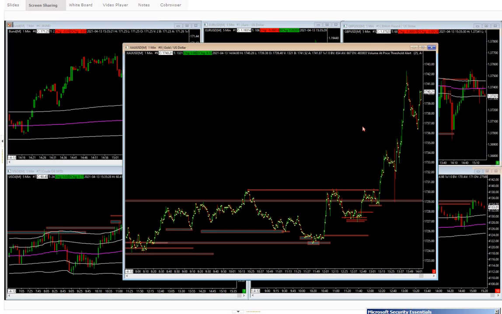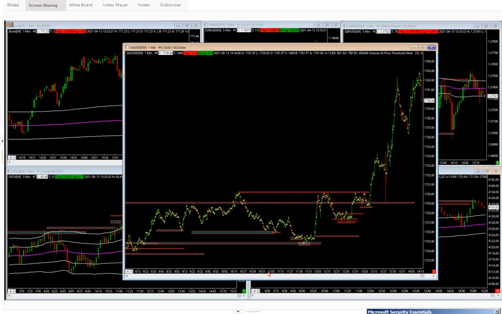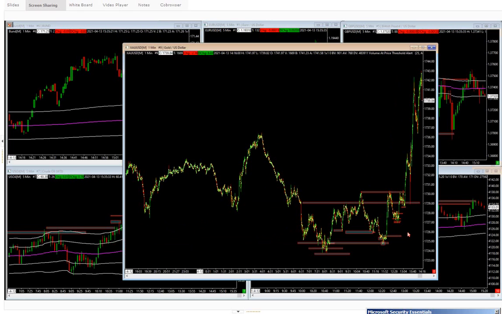Look at that, guys. It's all one trade. It's not many trades in here. It's one trade.